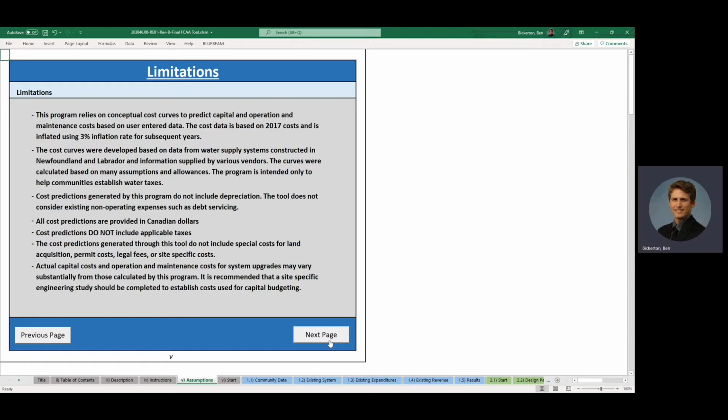And the next page just provides some limitations and explains that assumptions were made in order to develop the tool. These assumptions were made in combination with available historical capital project costs and O&M cost data from communities in Newfoundland and Labrador, but this data may not be representative of costs for specific O&M and capital projects in a given community. But it is used to provide a high-level estimate for these costs.